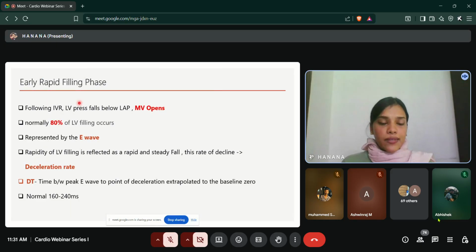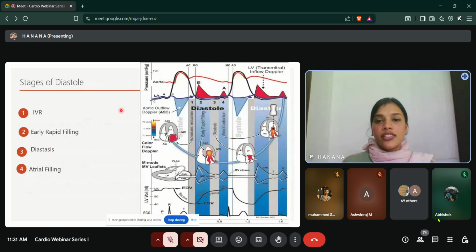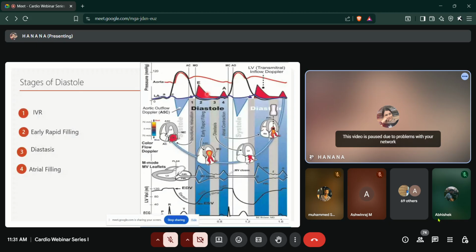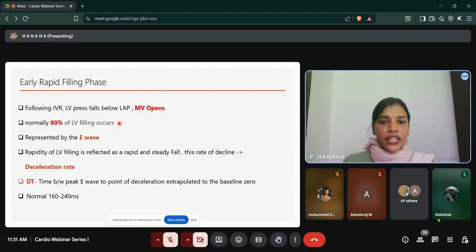Now, early rapid filling phase. Following the IVR, which means isovolumetric relaxation, LV pressure falls below the left atrial pressure. We have seen here the LV pressure falls. The black line is falling behind the blue line. So the pressure inside the atria is higher than the ventricle, so the blood is pushed into the ventricle. So the mitral valve opens, and normally 80% of the LV filling occurs during the early rapid filling phase.